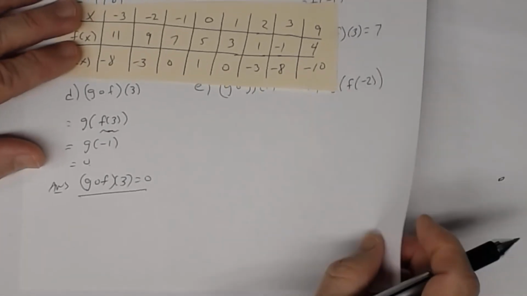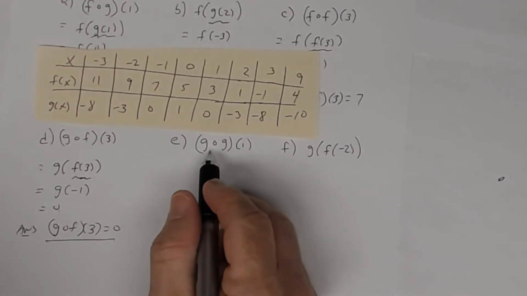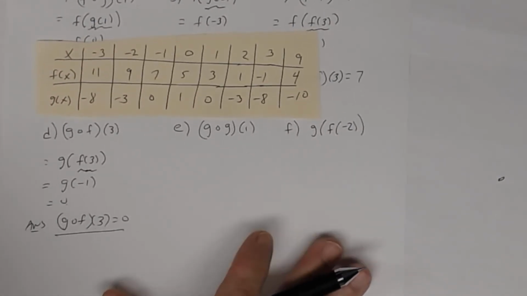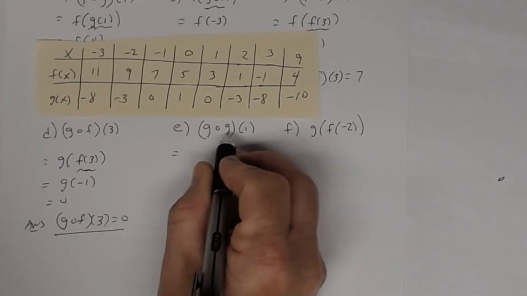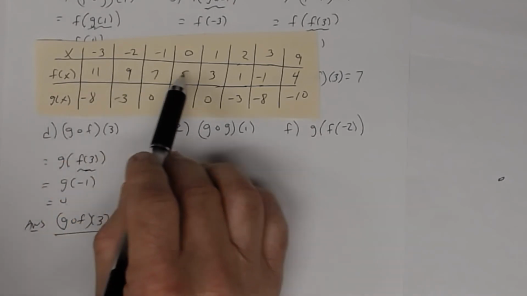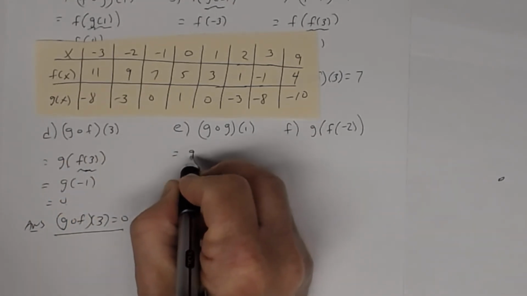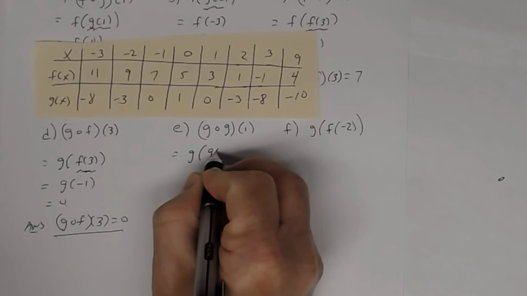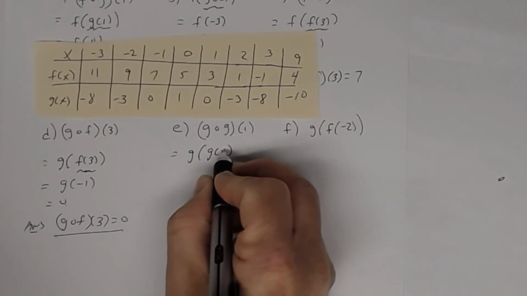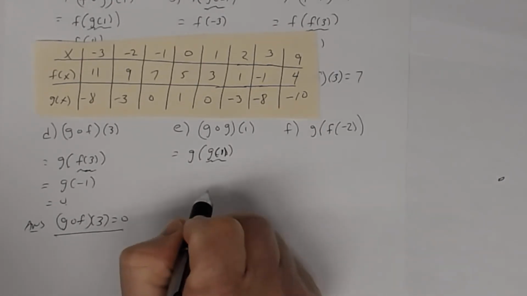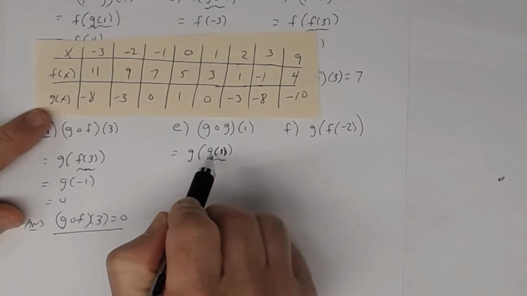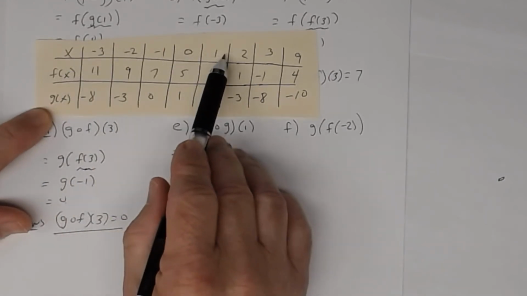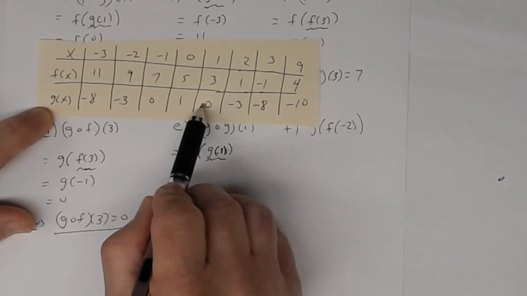All right, and then let's look at E. So E, same thing. You're going to use your definition of composition of two functions. So we're using g's here, so we're not going to use f at all. So g composed with g at 1 means g of g of 1. So we've got to find g of 1 first. So this says when x is 1, what's my y value for g? So what's g of 1? When x is 1, g of 1 is 0.